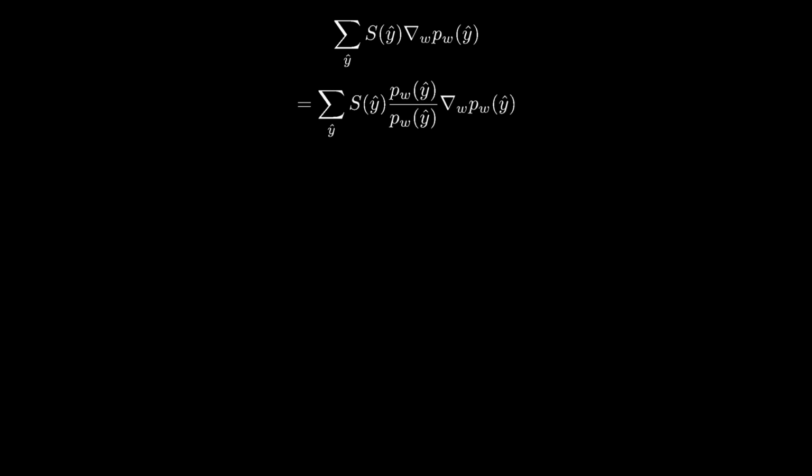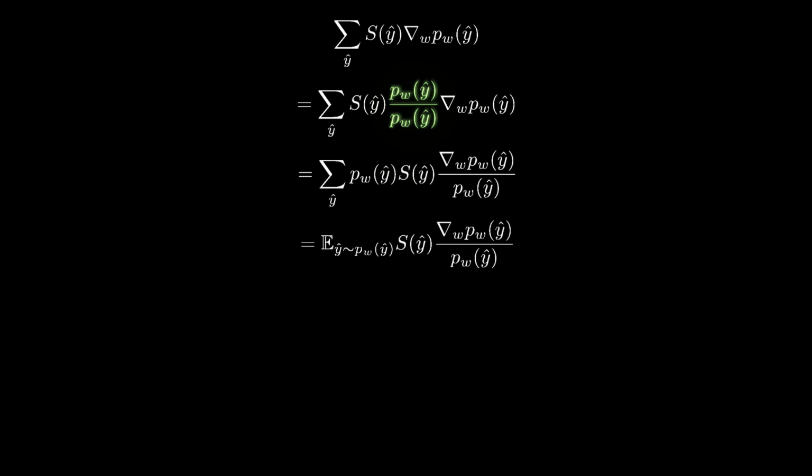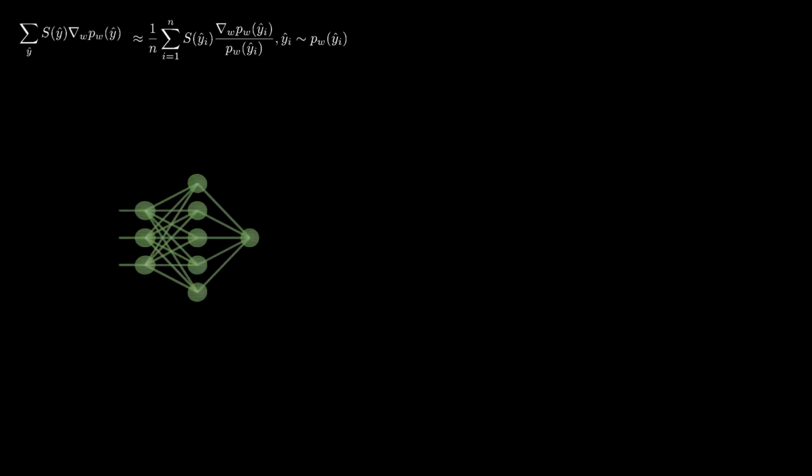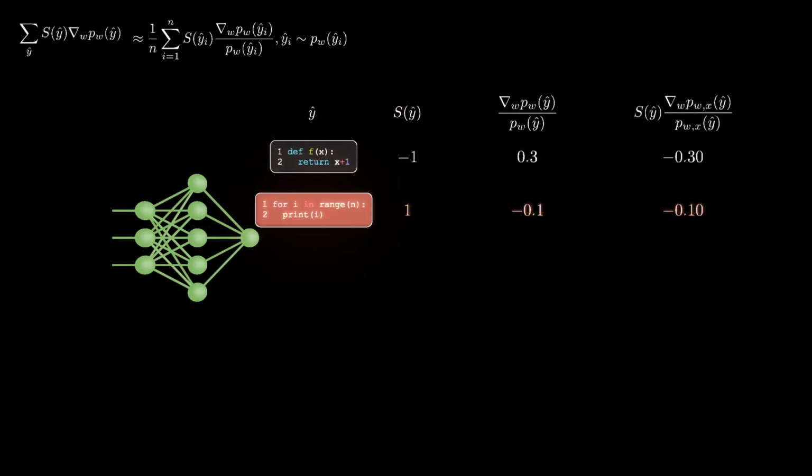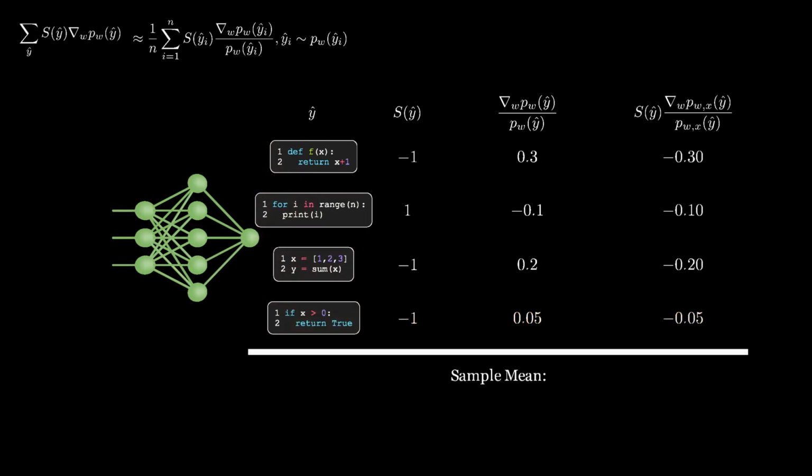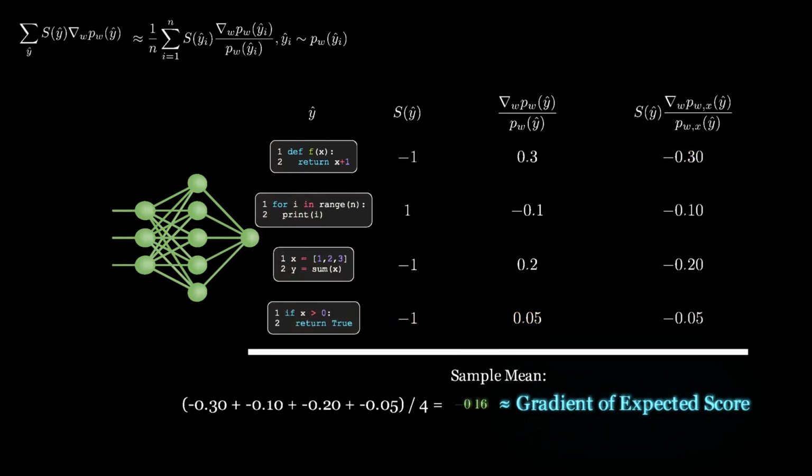So going back to our gradient, we just need to rewrite it as an expectation over samples from the model's output distribution, which we can do by multiplying and dividing each term by the probability of y. This then becomes the expectation over the output distribution of the score times gradient of the probability divided by the probability. And we can approximate this expectation with random samples. To do this approximation, we randomly sample a bunch of outputs from the model, compute this expression for each output, and average the result. Assuming we have enough samples, this sample mean will approximate the gradient, so we can just plug it into any standard supervised learning framework to train our model.